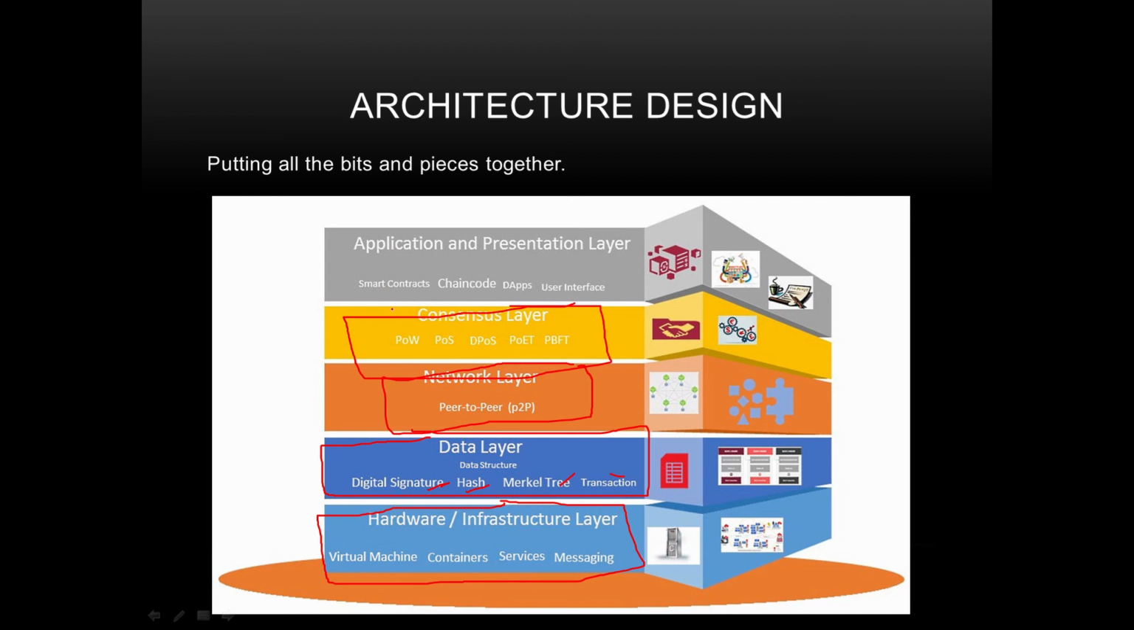Then the application and presentation layer: the smart contracts, the chain code, the applications, and the front end user interface are all present in this layer. And this is a must have layer. There is no point if you have made everything, but your users are not able to use it rightly and to its full potential. You have to make it well on the application and presentation layer.